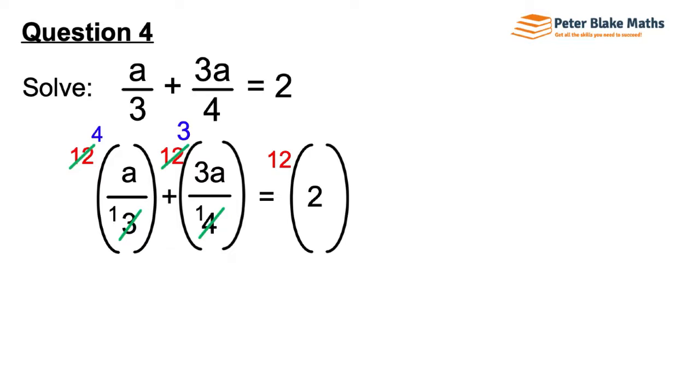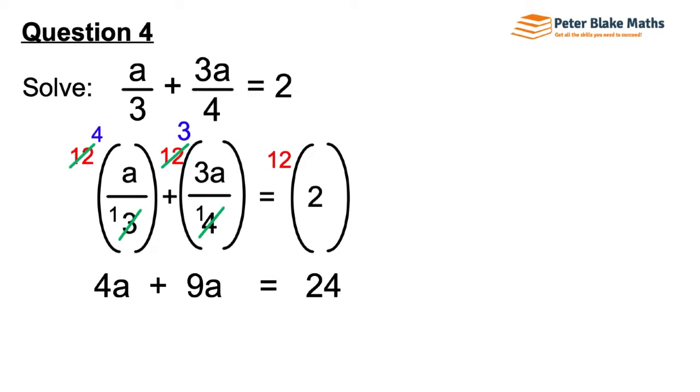Now on the first term there, we have a 4 and an a that are multiplying together because the 4 is outside of the bracket there. So we'll have 4a that results from that. In the second term, we have a 3 that's left and a 3a that's left on the top. They'll multiply together to make 9a. And on the right hand side, 12 times 2 is 24.